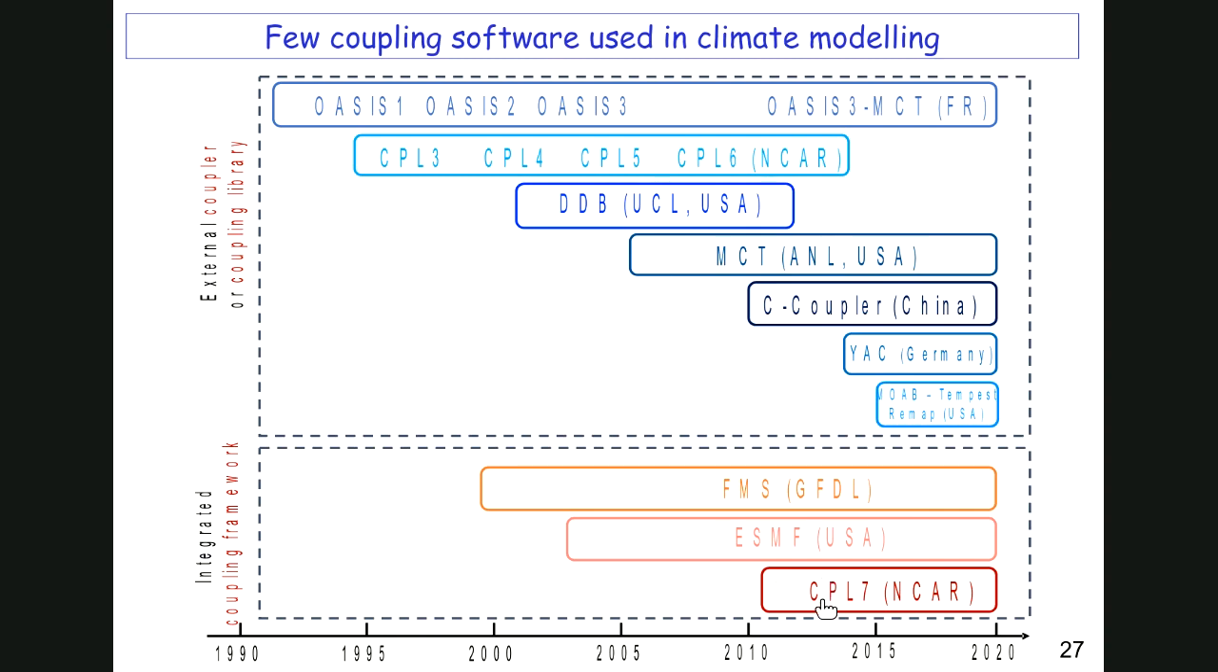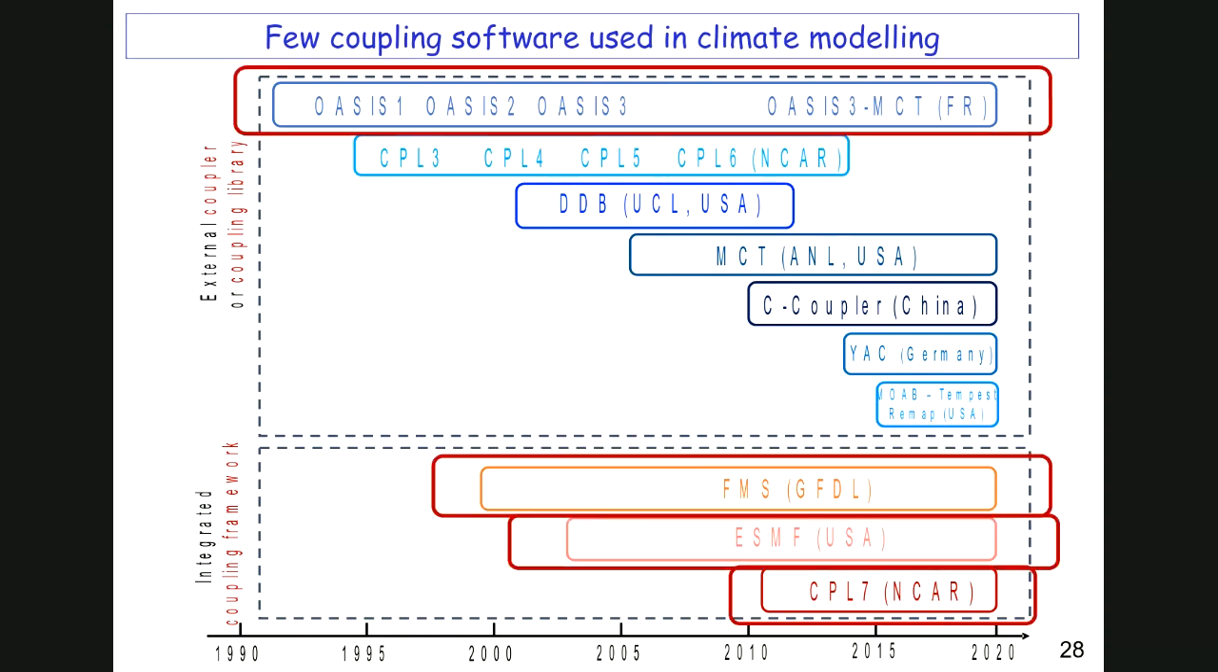And now I will describe in more detail ESMF, FMS, CPL7, and the Oasis coupler, because those are the most widely used couplers or coupling frameworks in climate modeling.